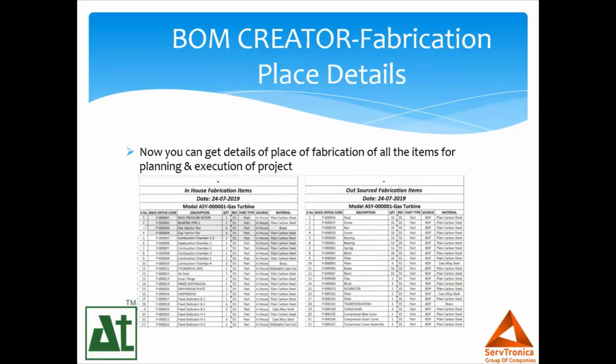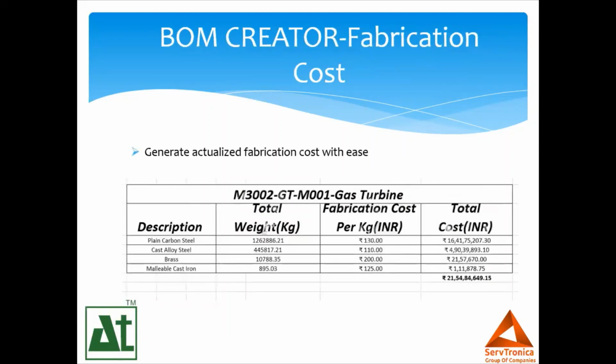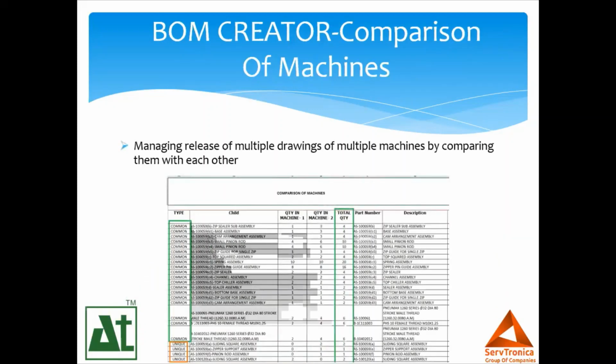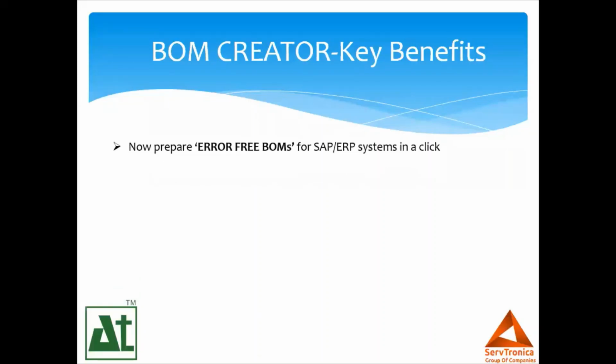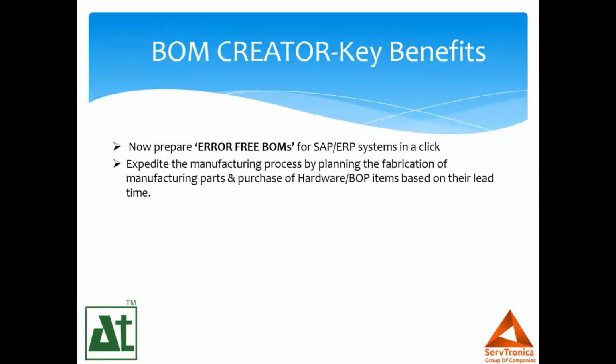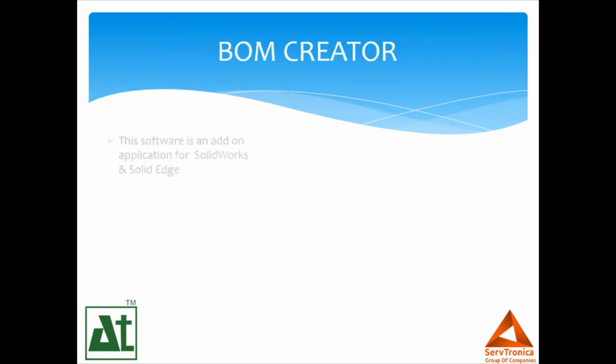So now in-house fabrication, outsourced fabrication can be done easily, right? Complete project costing at the click of a button. Next, the planning of the project, identifying the common and the unique parts, right? So key benefits, what we talk about is the error-free BOM, right? When I reduce my errors, I reduce my project delays, right? So tracking of drawings is simplified, project cost calculation with a click, managing multiple releases of drawings, right?